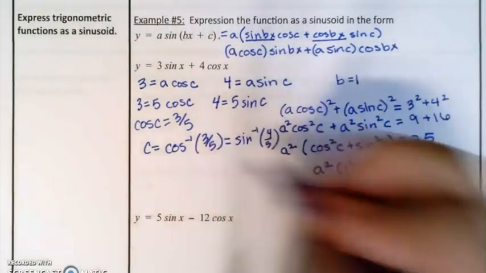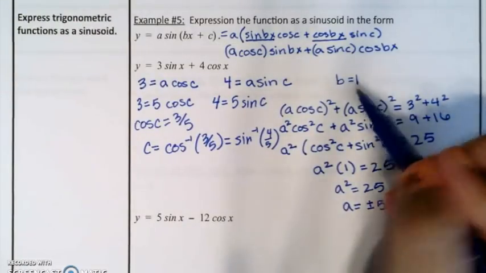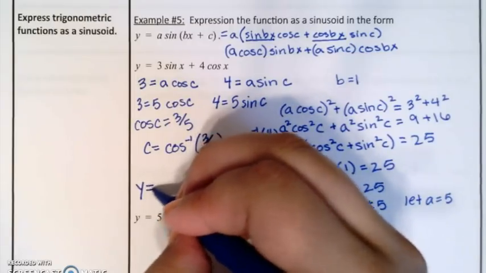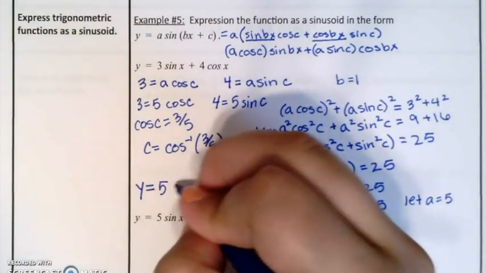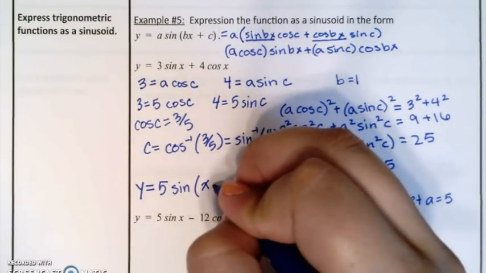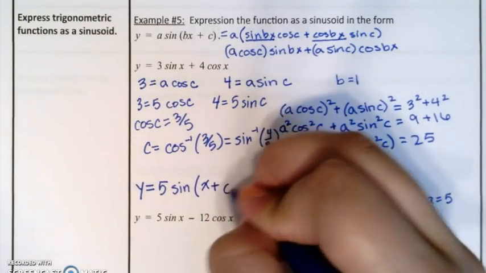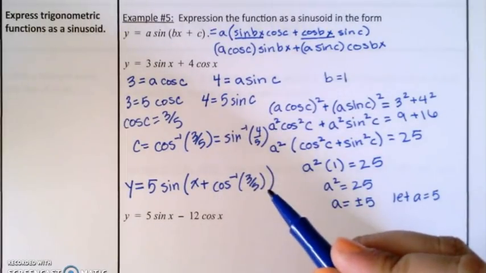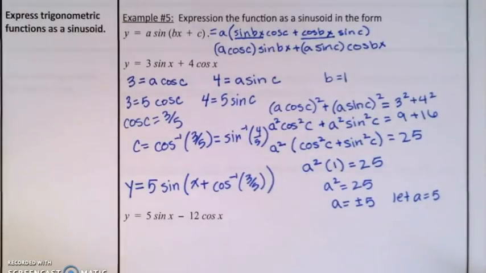All right, now we have a value for a, a value for b, and a value for c, so we can substitute it into our equation. y equals 5 sine of 1 times x plus cosine inverse of 3/5. All right. Similarly, you'll use the same process for the next example, and then reflect on what you learned from this lesson and write a summary in the box below.